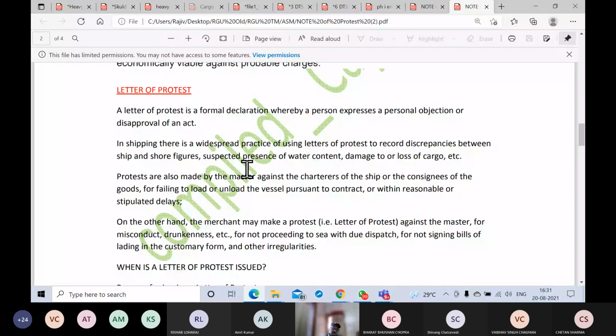One of the most common incidents is when there is a discrepancy between ship and shore figures. Suspect of water content, or if there is a damage or loss to cargo, even while loading. Then there is a letter of protest, especially for discrepancies between ship and shore figures. Shore figures are there for bulk cargo also, loaded so many metric tons of bulk cargo. How do you have a ship figure for that?